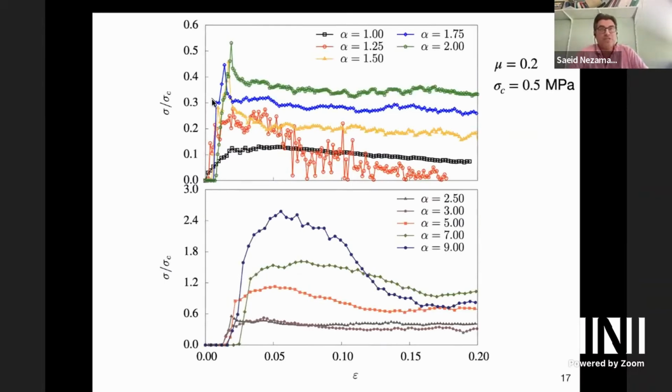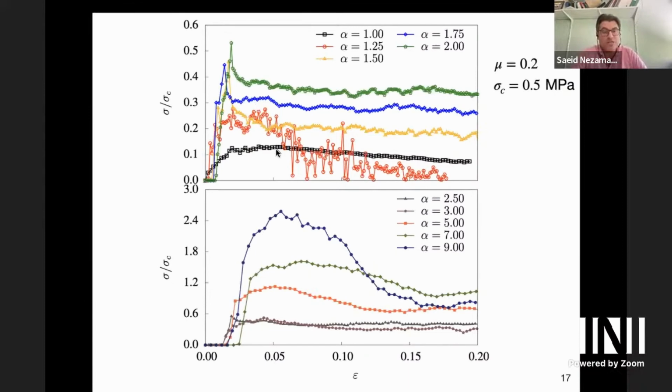Here you see the evolution of stress, defined by dividing the force experienced by the platens by the largest cross section of the agglomerate. The stress is normalized by the cohesive stress, as you can see, for different values of alpha that we have. So here the coefficient of friction is 0.2 and sigma c is 0.5 megapascal. We see that the compressive stress increases up to a peak value for all values of alpha, and decreases as a result of the breakage of the agglomerate.